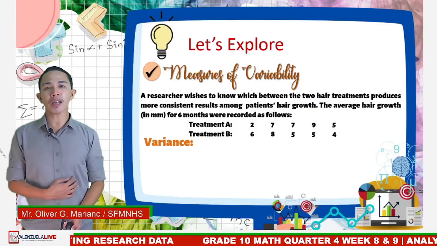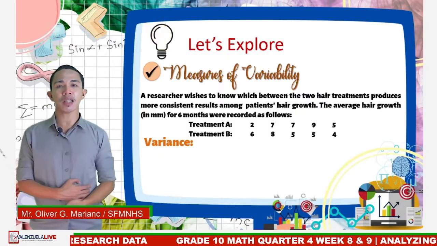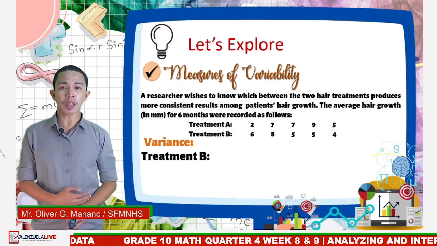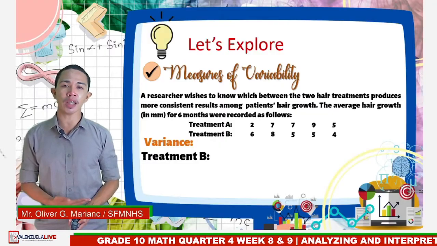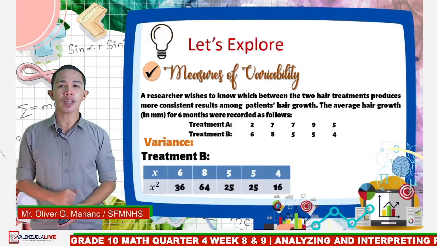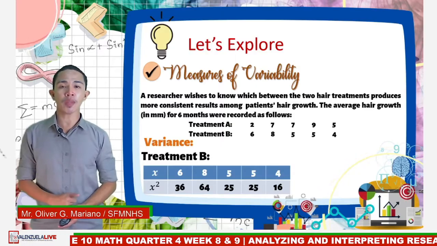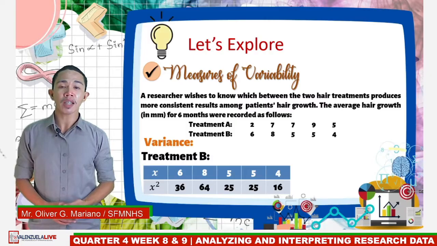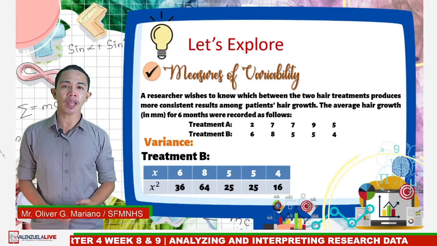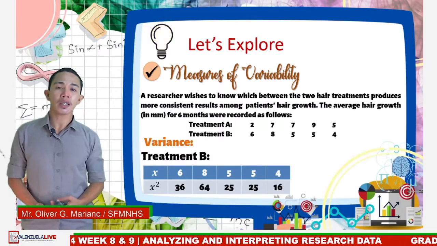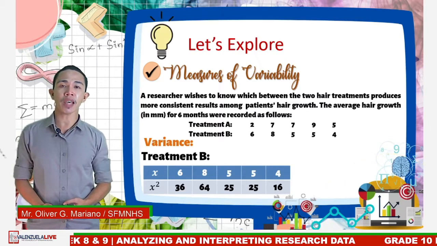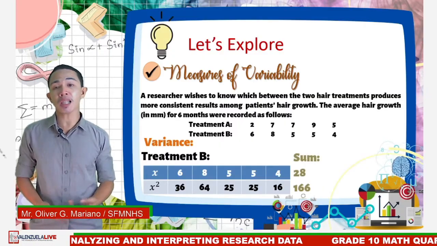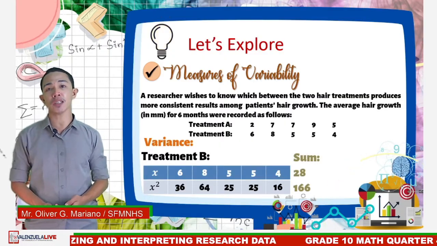Let us now compare that to the variance and standard deviation of the values given in treatment B. So for treatment B, we will be doing the same thing that we did earlier for treatment A. We come up with a table showing the x values and their corresponding squares. So we have 6, 8, 5, 5, and 4, whose squares are 36, 64, 25, 25, and 16 respectively. The sum of all x values is 28, while the sum of all the x squared values is 166.